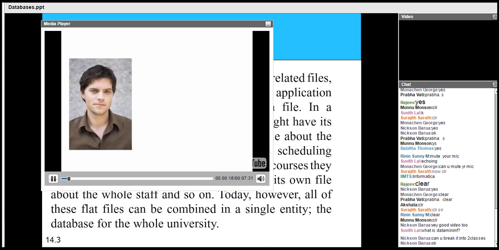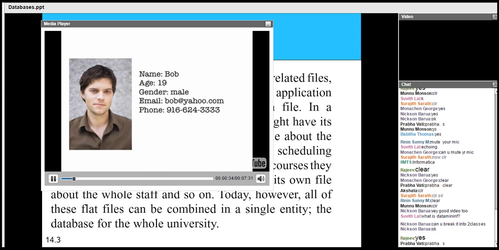Here's a person. This person has a name, Bob. Bob has other attributes that describe him: his age, gender, email address, and phone number. The attributes that you choose to describe something depend upon the specific application. I'm sure you can think of dozens, if not hundreds, of other attributes to describe Bob.